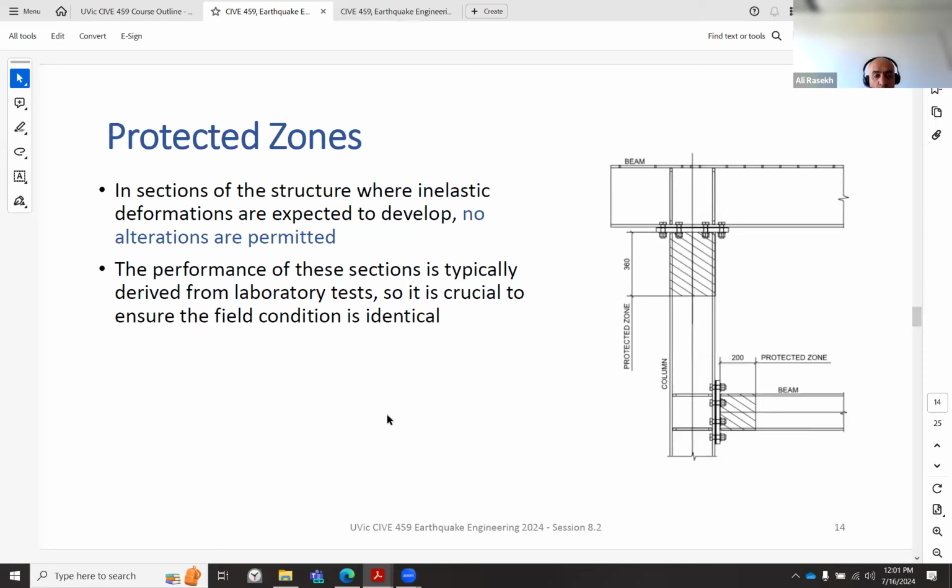The performance of these sections is typically derived from laboratory tests, so it is crucial to ensure the field condition is identical. As I said, laboratory tests have been used in verifying the behavior of this section in bending, or after a plastic hinge is created, and any modification will substantially change the behavior. So let's keep it the way it is.